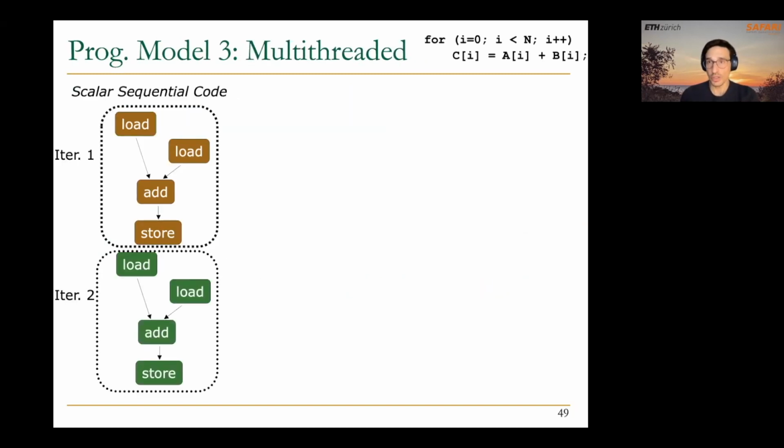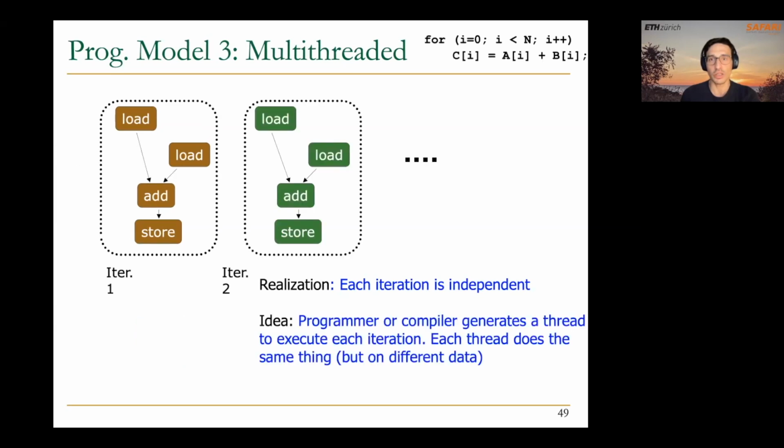But the point here is that we can also write the code in a different way. We can use multiple threads instead of using SIMD instructions. Again, the realization is that each iteration is independent, so we can assign each of these iterations to different threads. So now, instead of writing code where we use vector instructions or SIMD instructions, we are going to use scalar instructions. We are going to use individual threads to operate on the different iterations.